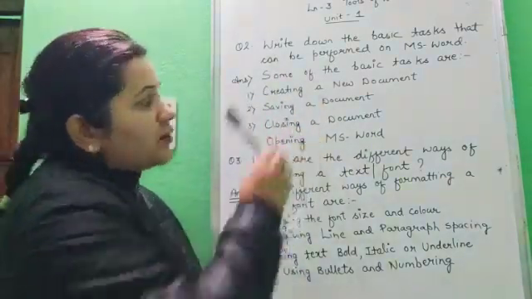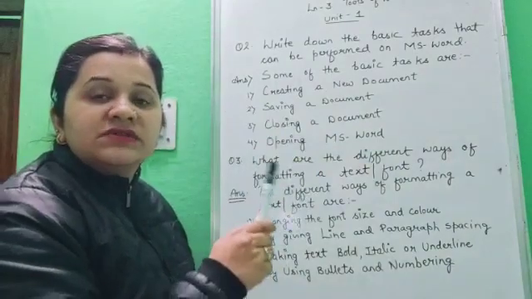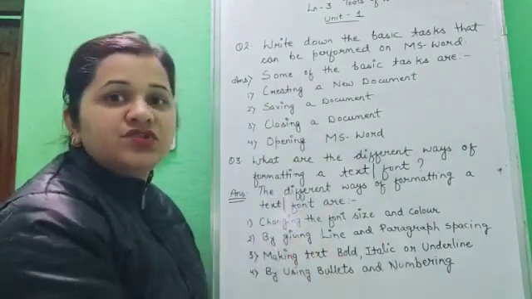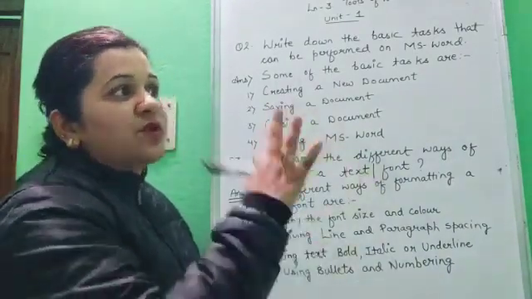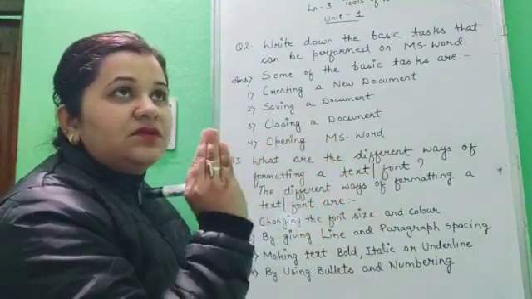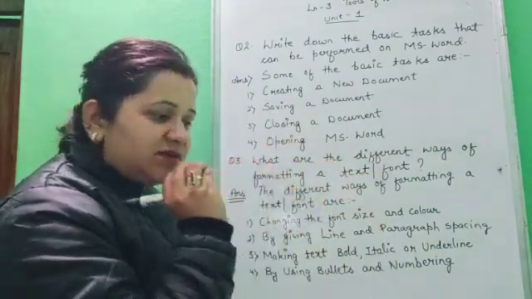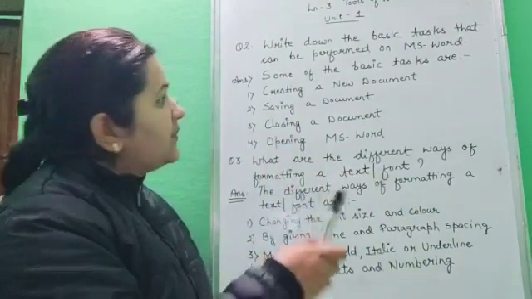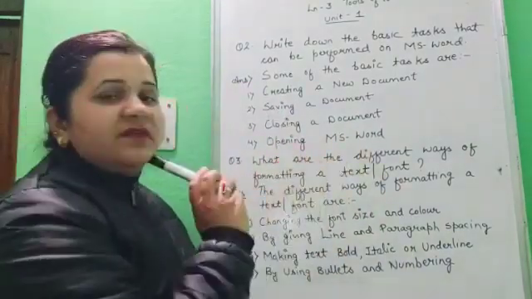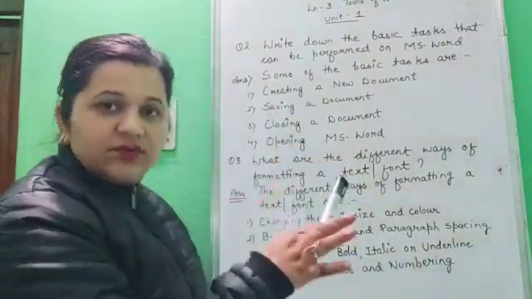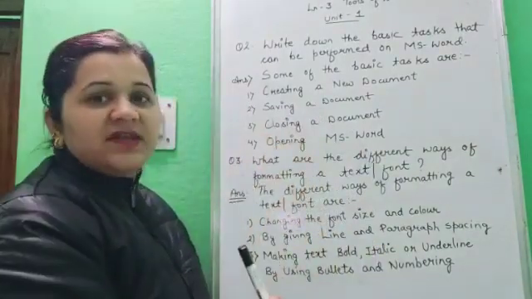Second, saving our document. On MS Word, we can also save our document for future use. Okay, means we are storing the letters and reports on the computer. Okay, next, closing a document. When we are done with the work, then we can close the document as well.